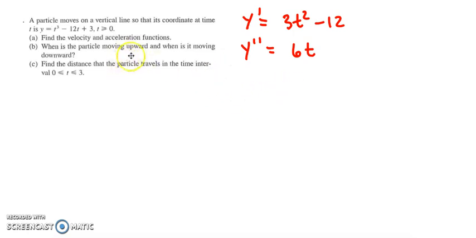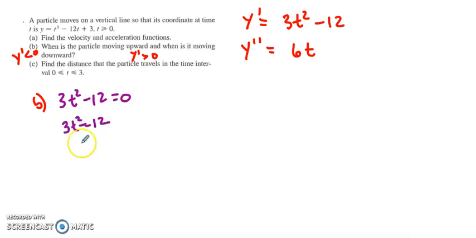Well, the particle moves up when y prime is greater than 0 and moves down when y prime is less than 0. So for part B, we set the derivative equal to 0 and find the zeros. We'll have 3t squared equals 12, t squared equals 4, and then t would be plus or minus 2, but since t is only positive, t is 2.